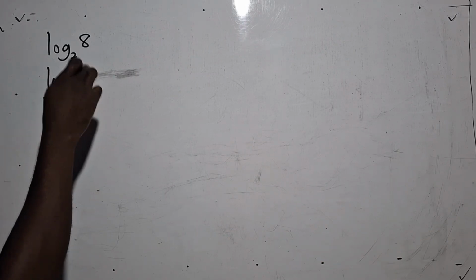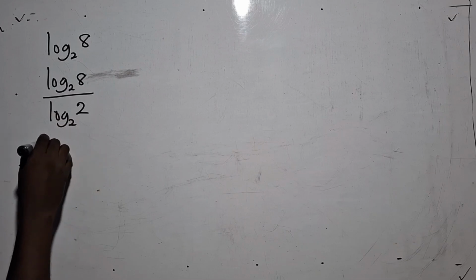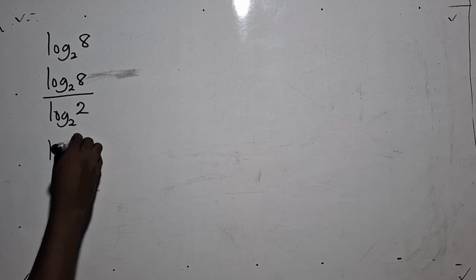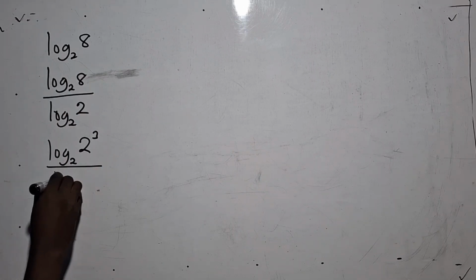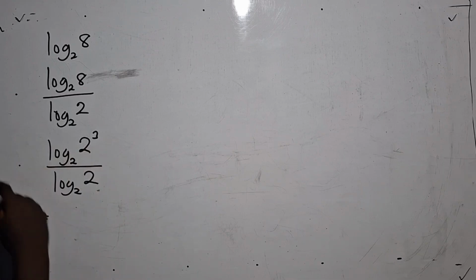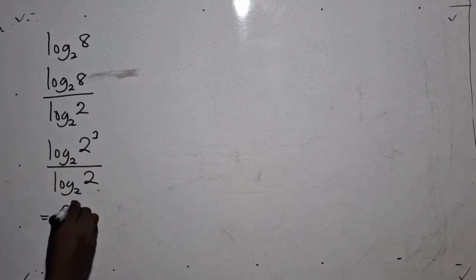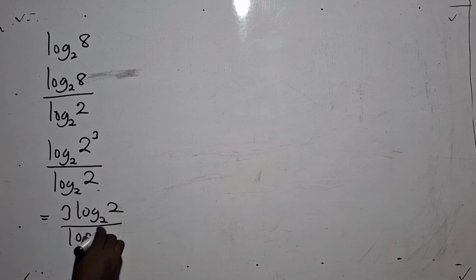Now I'm going to express the number as a power of the base. So this is going to give me log to the base 2, 2 raised to the power 3, which will give me 8, then still log the base 2, 2. This one, power 1, is the same thing. In a normal logarithm principle, the power will come down: 3 log base 2, 2, then 1 log base 2, 2.